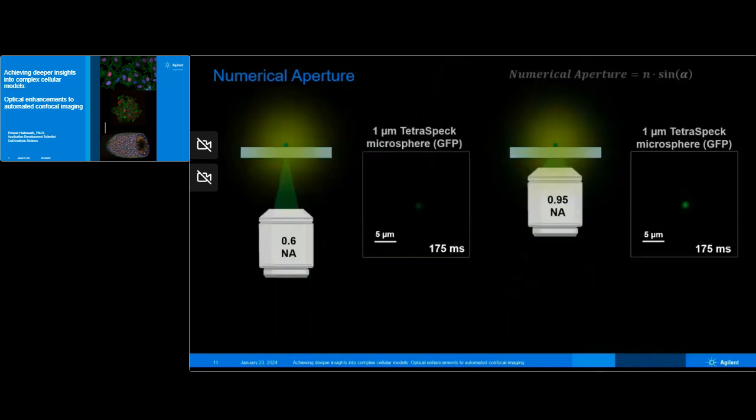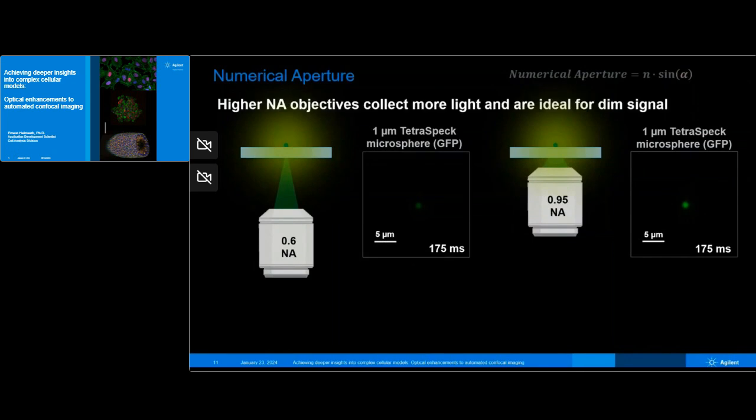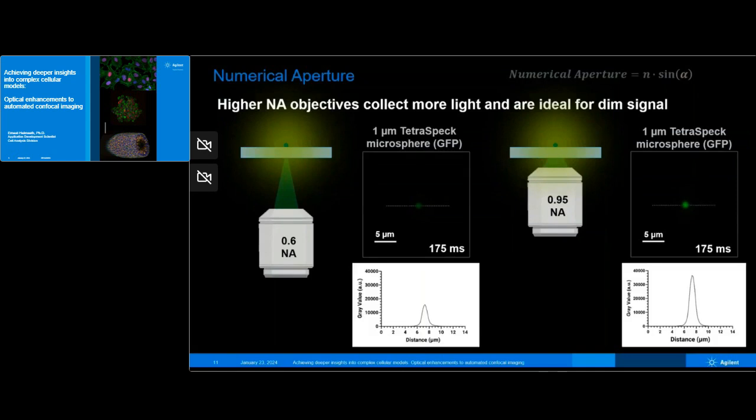So we look at an example here with an objective of a numerical aperture of 0.6, where you collect a certain amount of light, using imaging of these 1 micron diameter TetraSpeck microspheres. When you compare the amount of the signal coming from that object to an objective with a higher numerical aperture of 0.95, you can see you're collecting more light. So higher numerical aperture objectives collect more light and are ideal if you have a dimmer sample. This is very quantitative, so if you were to draw a line scan over that bead, what you can see here is that you're quantitatively collecting more photons, more light.